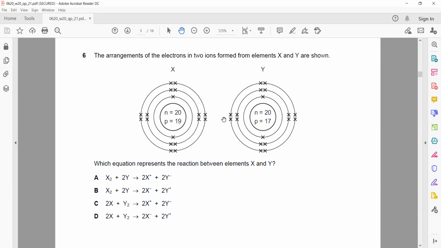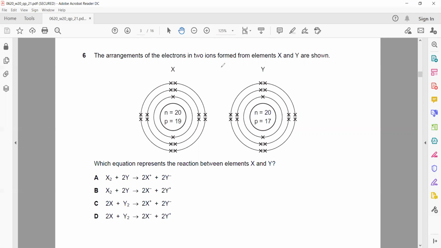The arrangement of electrons in two ions formed from elements X and Y are shown. Which equation represents the reaction between elements X and Y? Look, first you will identify which kind of elements these are.